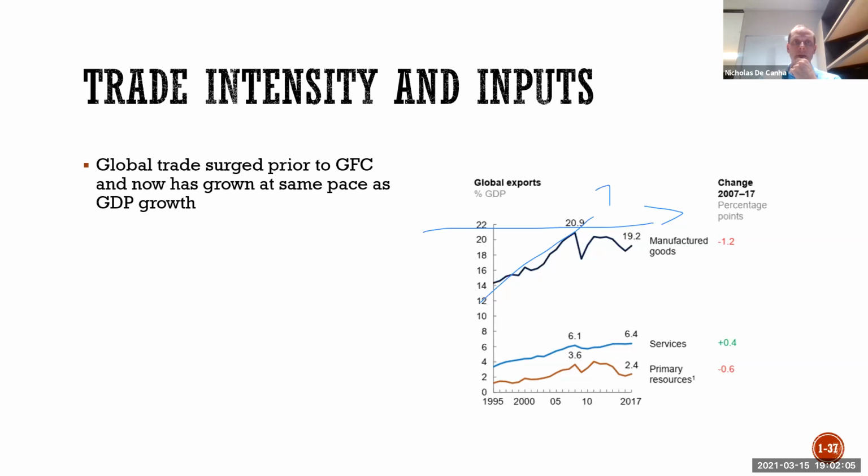Any ideas of why it's flat thereafter? I mean, I showed you a slide which had the world, and it showed growth in how much stuff was being shipped. So why is this now flat here?